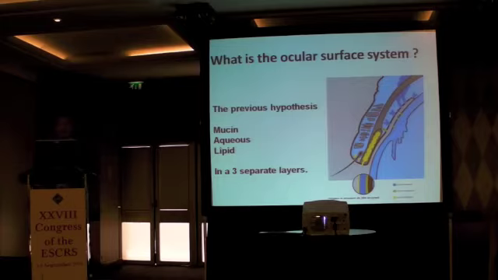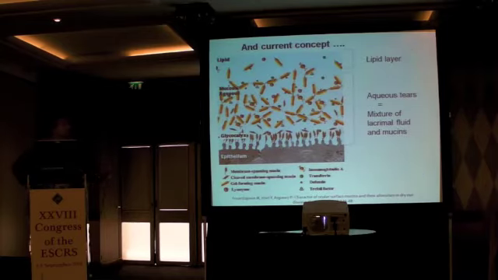But in fact, we know now that probably it's not as simple as you can see here, but probably just like this one. That means that you, in fact, have not three layers, but two separate. First one is the lipid layer, that's right, but in fact the aqueous and mucin are in the same one, with a mixture of lacrimal fluid and the mucins, and which is very important, is that this layer is so close to the apical pole of the epithelial cells of the cornea.